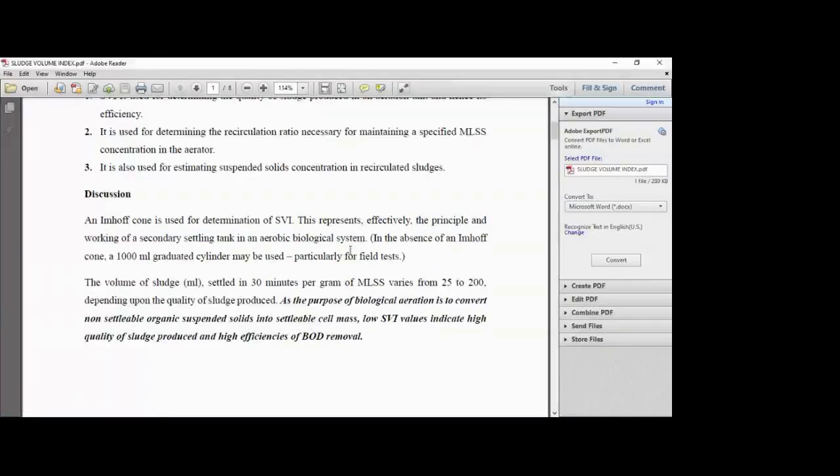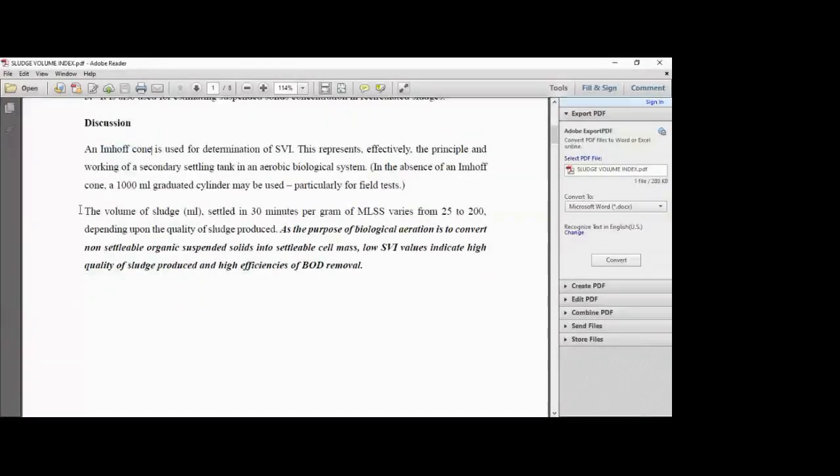So if there is an absence of EMOF cone, you can use a 1000 ml graduated cylinder, particularly for the field test. But if you are doing lab scale experimentation, EMOF cone gives you better results. Even if you compare the EMOF cone and 1000 ml graduated cylinder, the 1 liter EMOF cone will definitely give you better results.